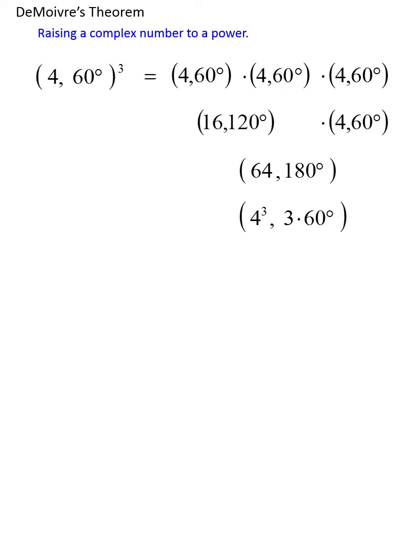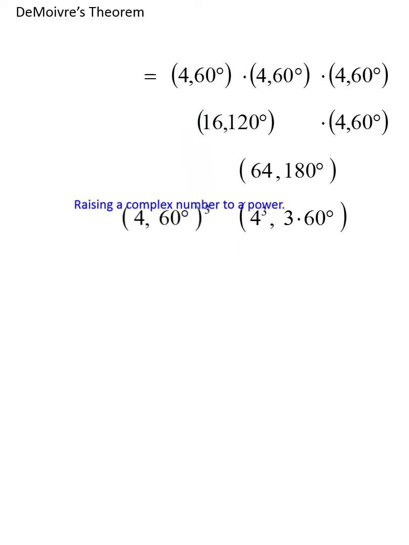64 came from 4 times 4 times 4, and 180 came from 60 plus 60 plus 60, or 60 times 3. In other words, if you compare these two side by side as I've done here, you can start to see what de Moivre ultimately realized. Let's talk about this in more general terms.